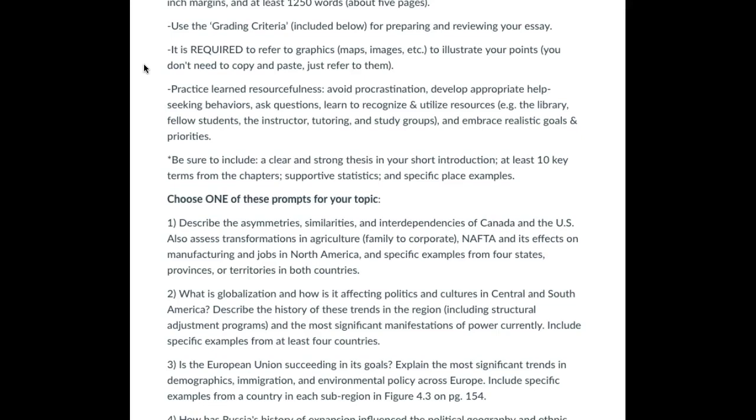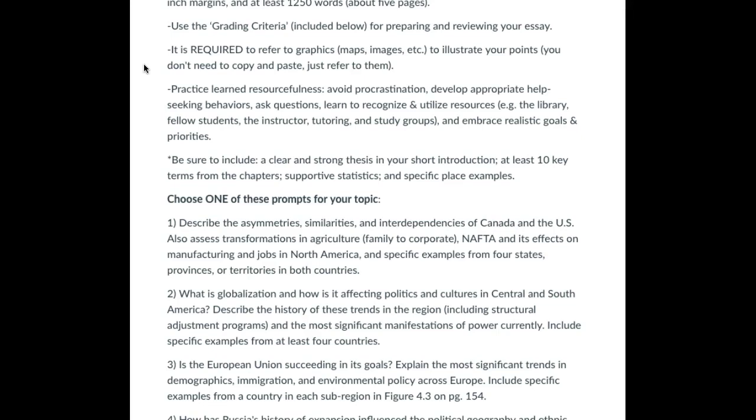It adds a very rich element to the papers when you can be illustrating, adding more color, so to speak, to your paper. So practice and learn resourcefulness. I have here avoid procrastination. It's very important to keep up the steady work on these and not let them delay until the last minute.